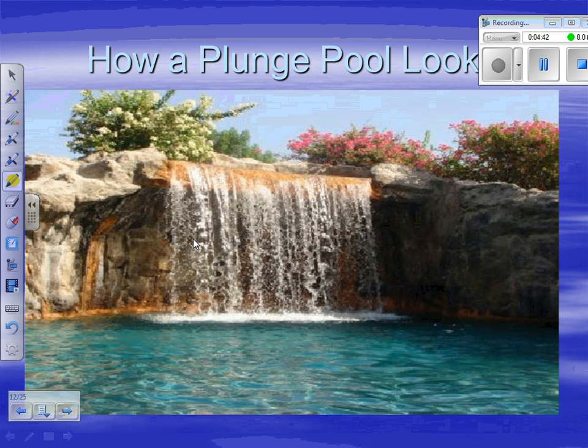This is how a plunge pool looks. It actually has water in it. When I lived on Okinawa, we used to go up to the north end of the mountain, and there was a really neat plunge pool at the base of a freshwater waterfall up on the north end of the island.